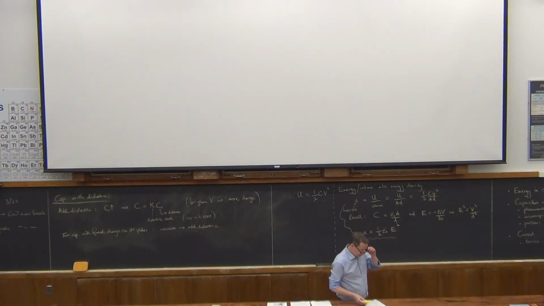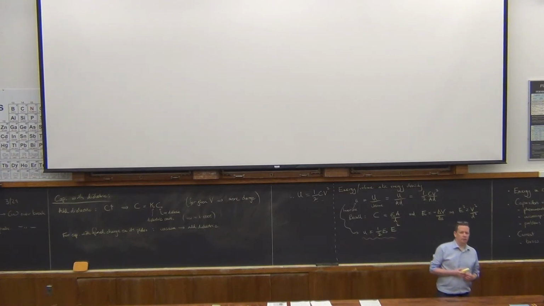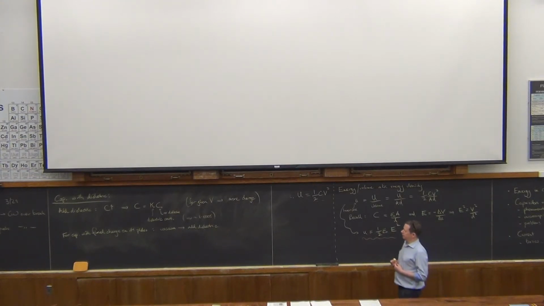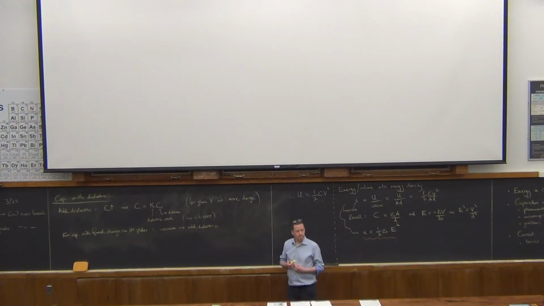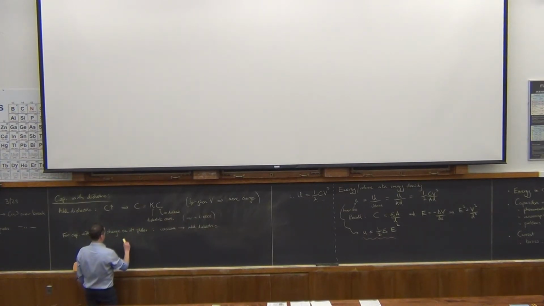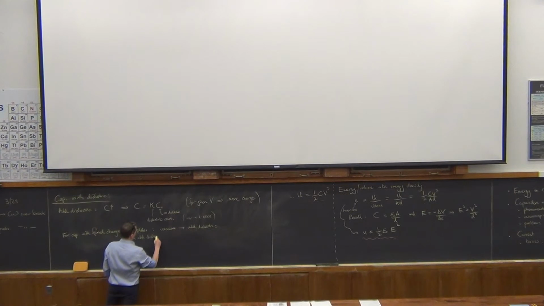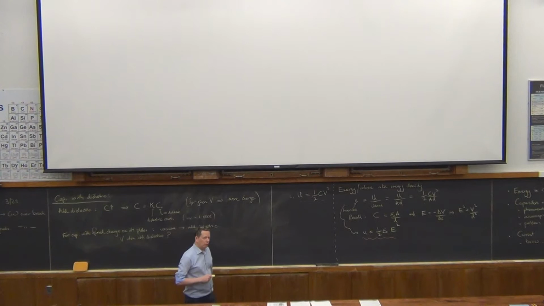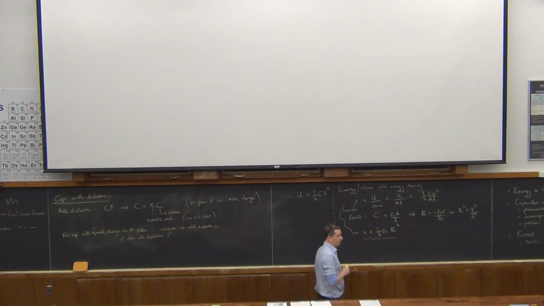So what does that tell you? Again, if I've got a fixed charge on the plates and I add a dielectric, what do you think is going to happen to the potential difference across the plates? What happens to V when I add the dielectric? Again, I just want to get you thinking a little bit about some of the qualitative behaviors. Yeah, decreases. So I'm going to get a decrease in potential. Why?